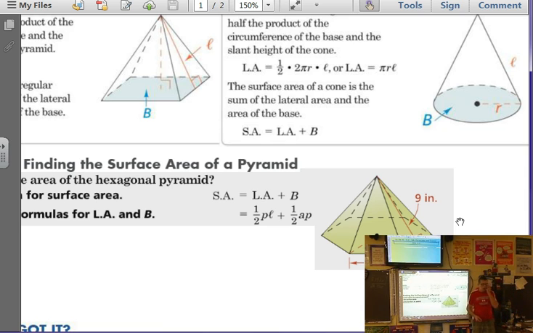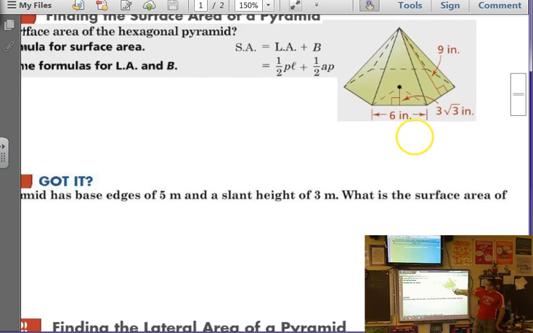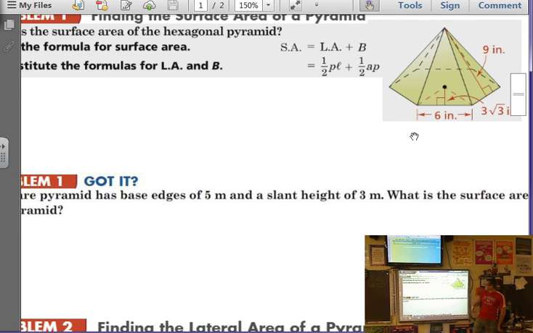Carmen? Well, if we started with lateral area, I guess we could do that first. Sure. We would count the number of sides. So there's 6 sides, and we multiply that by 6. Yeah, so our perimeter is going to be the 6 times the 6.